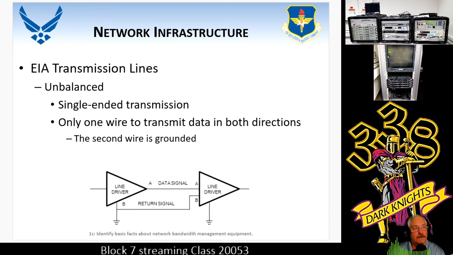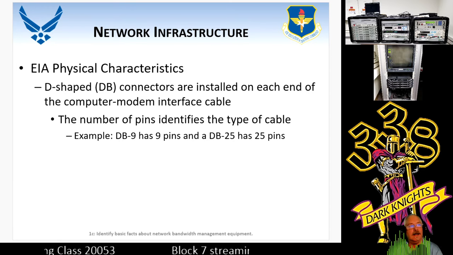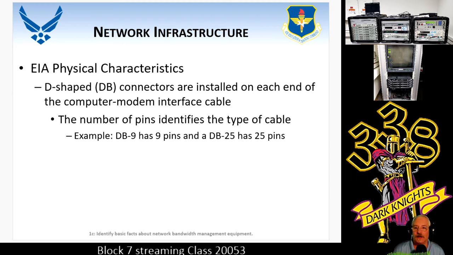All right, so let's get back on mission here with the EIA transmission line. So we have balanced and then we have unbalanced. Coax versus twisted pair: balanced, 180 degrees out of phase; unbalanced, single-ended transmission, that's that center conductor. When we look at the EIA physical characteristics, you guys were dealing with D connectors when you're connecting the HST-3000 up to the back of the case on those connectors.